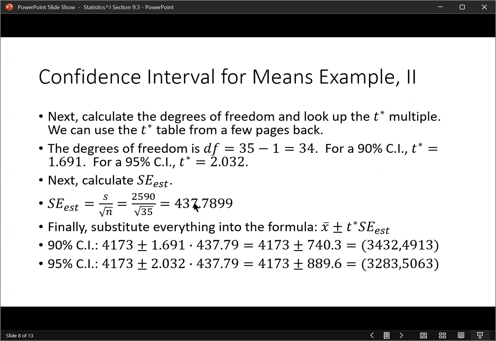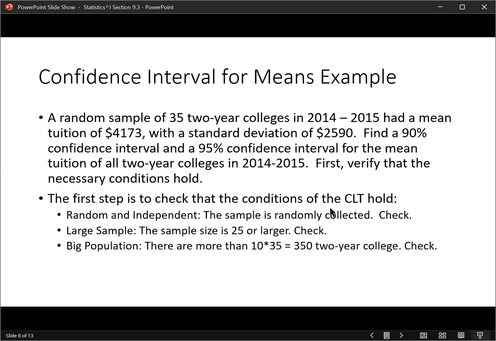So next we're going to take that result, and we're going to substitute it all into the formula from the previous page. Okay, so the formula says to take the sample mean. What's the sample mean? Again, that was given to us, 4173, right? It has a mean of 4173.